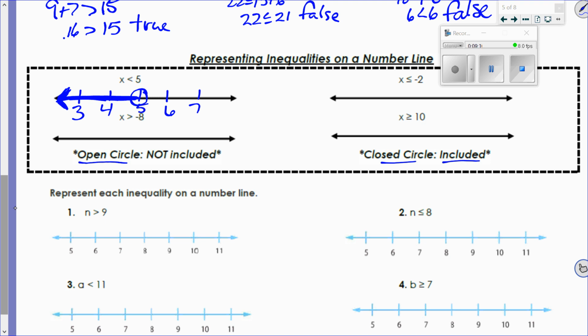Make sense? So, do we need to shade the arrow? Yes. Is that important? Yes. Will you fail if you do not? Yes. No. Yes, you will. Okay. Let's look at another one.